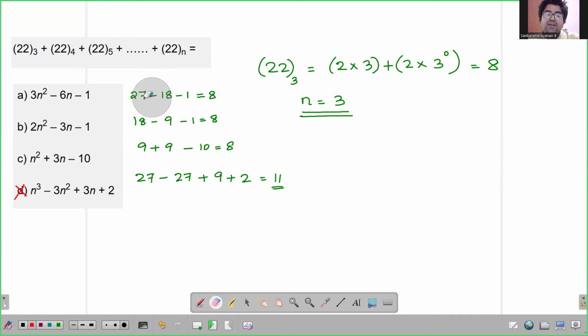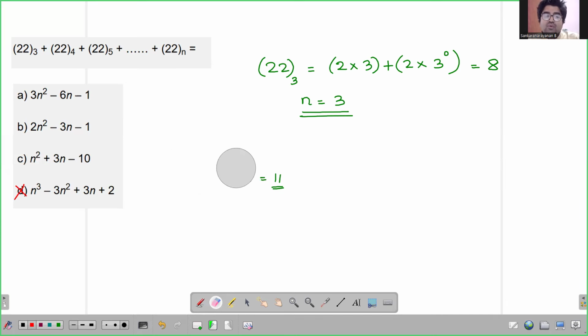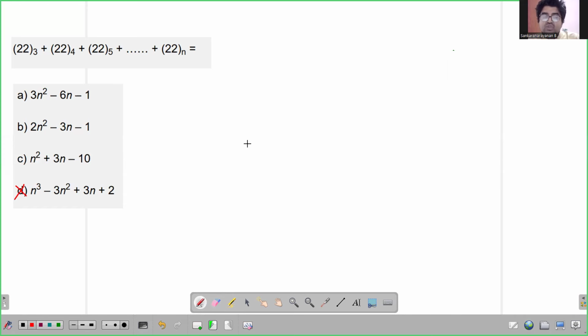Got my point? Now, I'm going to consider adding this 22 to the base 3, which is 8, which I already know. And I'm going to consider 22 to the base 4. I'm adding them. So n is coming here as, you can see, 4. Okay, so this is equal to 8, which I already know. This is nothing but 22 to the base 4.